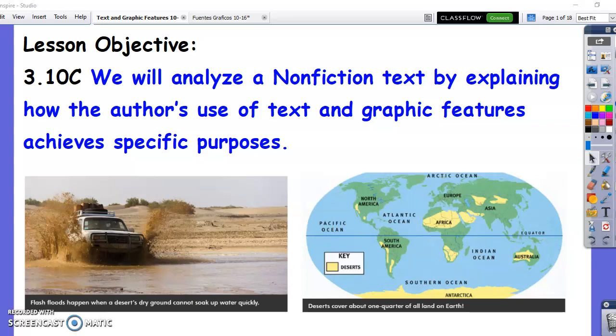Today's assignment or objective is 3.10c. We will analyze a nonfiction text by explaining how the author's use of text and graphic features achieves specific purposes.